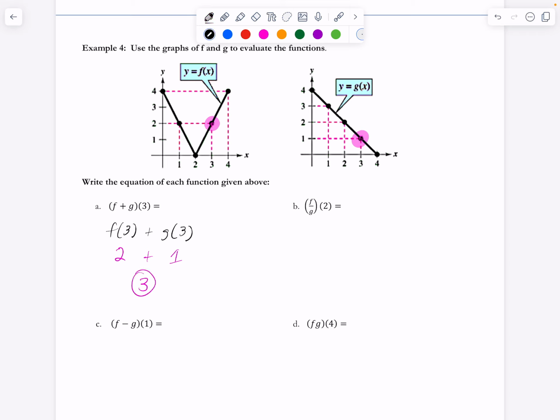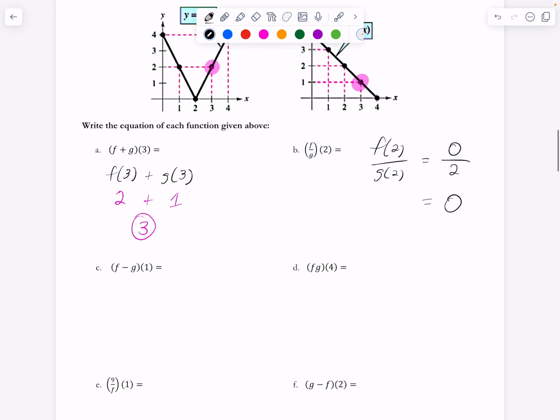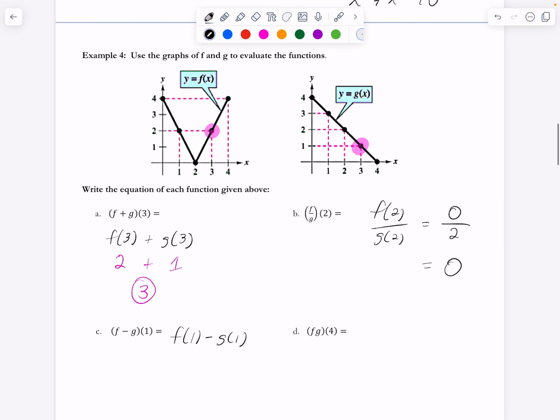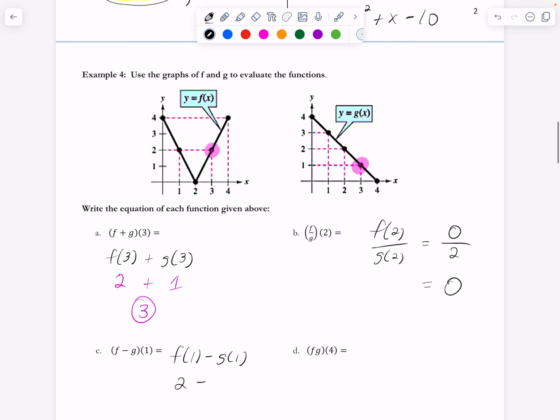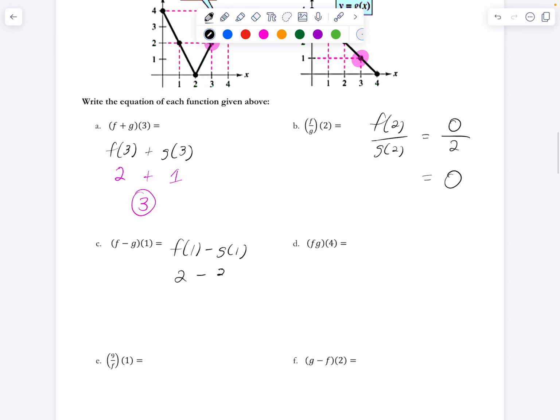Okay, let's do the next one. This is f of 2 over g of 2. So f of 2, when x is 2, it looks like the y value is 0. It's on the x-axis. For the g of 2 function, we go to 2, our y value is 2. When you divide those, you get 0. Next one is f of 1 minus g of 1. So f of 1 is going to be 2. G of 1 is going to be 3. When you subtract, you get negative 1.